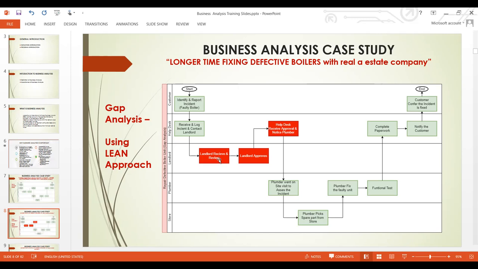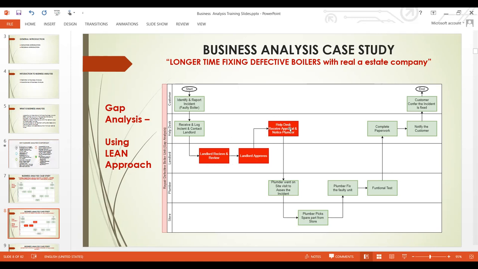So at the end of the day, if there are some expenses, we can just let them know about the expenses, not call the landlord whenever anything happens. So we have identified that calling the landlord or reporting to the landlord is a waste of time. That's why we're highlighting it in red color. Calling the landlord is a waste. Currently the help desk calls the landlord, the landlord reviews, and the landlord goes back to the help desk. So we are going to remove this.